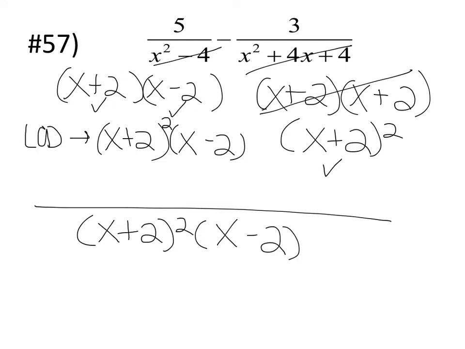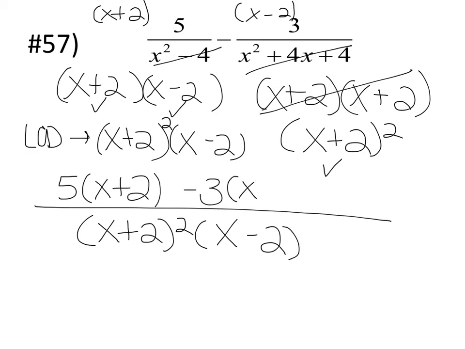So what is this denominator missing? It's missing one x plus 2. So I'll go ahead and write that there. And what is this one missing? It's missing the x minus 2. So you have 5 times x plus 2 minus 3 times x minus 2. You need to write this step, because if you don't, you're only going to distribute a 3 to this, and you need to distribute a negative 3. So be very careful there, please.